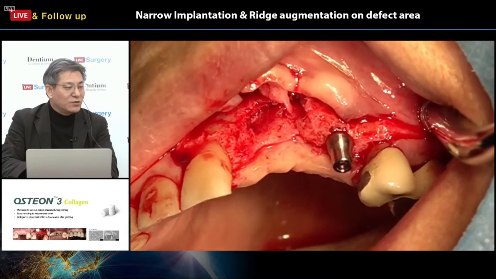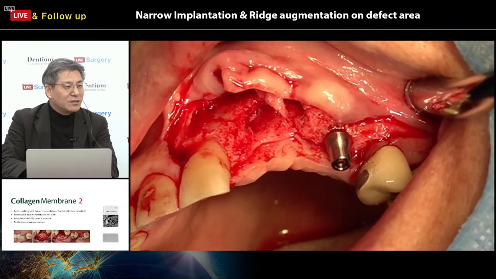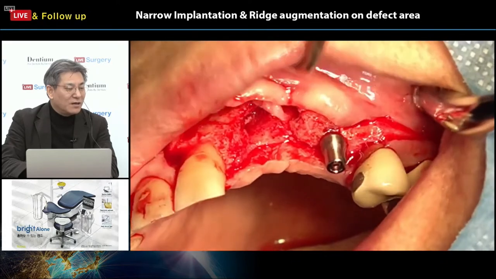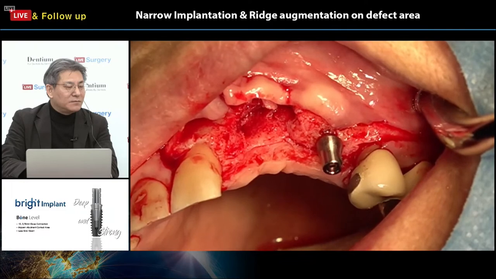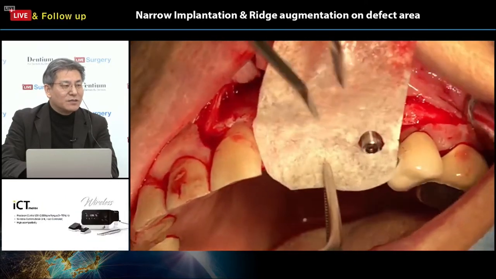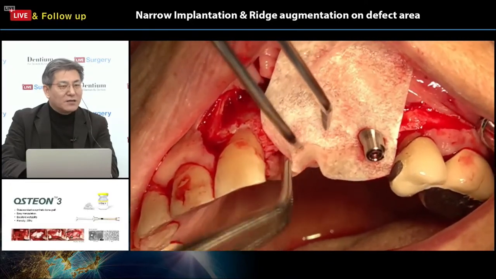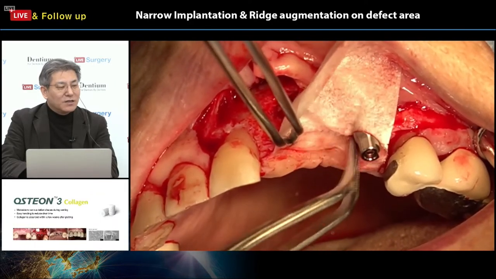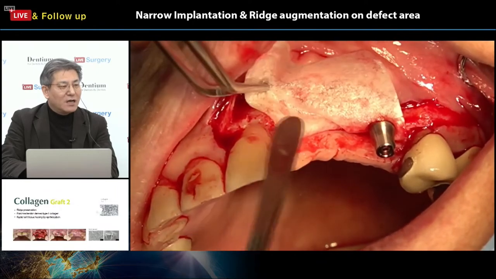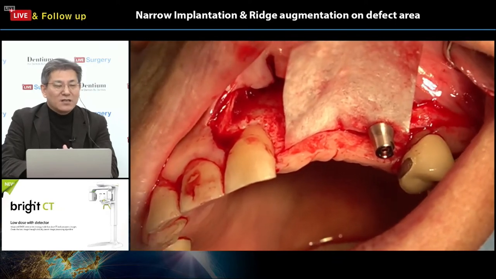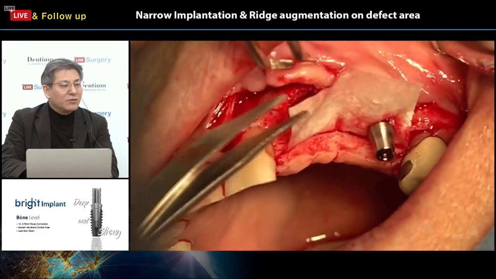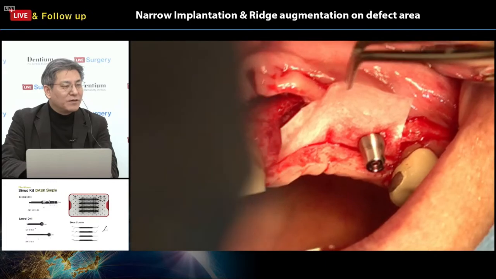Next, he is going to use the collagen membrane for a GBR procedure. To choose the bigger size, maybe I think 1.5 by 2 centimeter is frequently used, the standard size for a big GBR procedure. I think this one is a 1.5 by 2.0 centimeter collagen membrane. This collagen membrane is named Collagen Membrane 2, the upgraded version. Now he is trimming the collagen membrane for proper adaptation to the defect size.